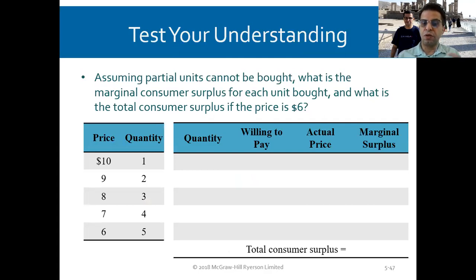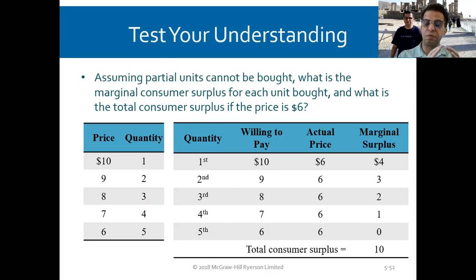Now, assuming partial units cannot be bought, what is the marginal consumer surplus for each unit bought, and what is the total consumer surplus? Same as the graph: at one quantity you're willing to pay $10, and the actual price is $6. So you are happier because you saved $4. For the second one, you're willing to pay $9, but the actual price is still $6. The price doesn't change. So you're happier by a marginal surplus of 3, and it goes on until your marginal surplus becomes 0. You add the marginal surpluses, and the total is the total consumer surplus for the 10 units.